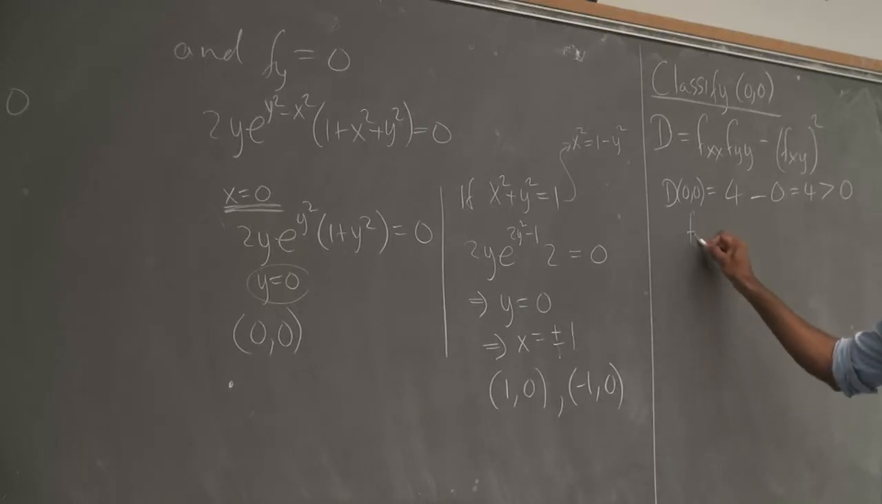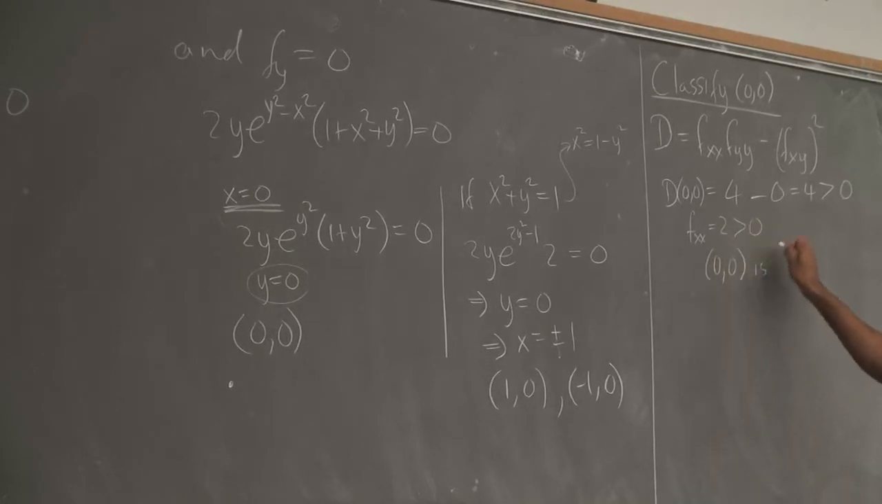Okay, and then what's the sign of f_xx? f_xx is actually 2, right? Which is greater than 0, so it's a local minimum.